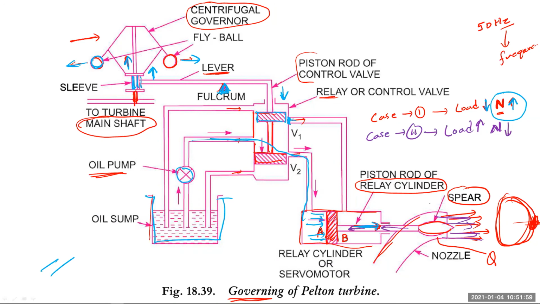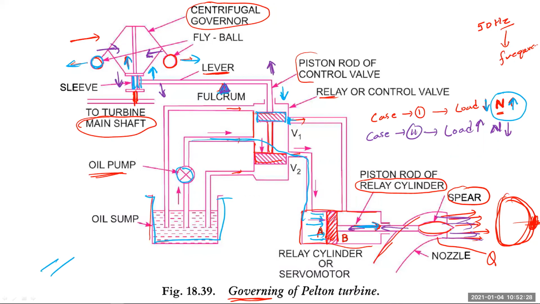To open this, we need this spear valve to move in this direction. So if the speed is decreasing, then what will happen to this fly ball? The rotation speed will decrease, so it will move in this direction. And due to this, this sleeve will go down. Here is your fulcrum point. So this side it will go up.